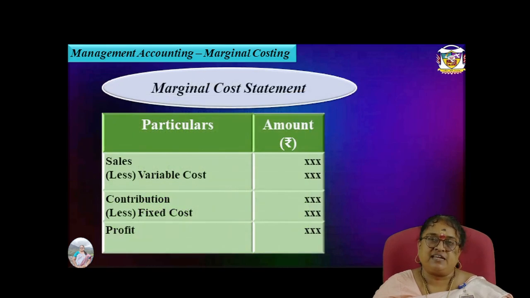Then the marginal cost statement. The most important point here is the statement. It consists of sales minus variable cost. That gives the contribution. Then after the contribution we have to deduct the fixed cost, and that is the profit.